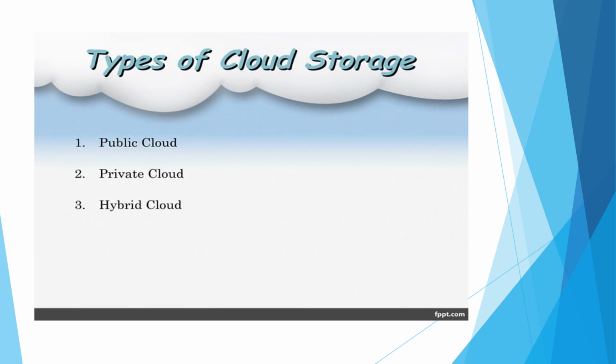So, types of cloud storage. First of all, public cloud. Second one, private cloud. Third one, hybrid cloud. Additionally, cloud computing. Types of cloud computing: public cloud, private cloud, hybrid cloud, and community cloud.